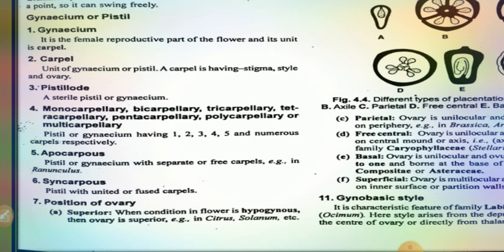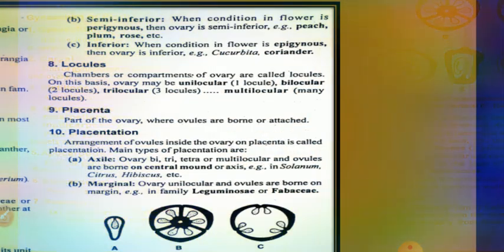Apocarpous means the pistil or gynoecium with separate or free carpels. Syn means united, and apo means free or separate. Then comes the position of the ovary. Already we have discussed it in the typification: superior, inferior, in hypogynous, perigynous, and epigynous, and half superior, half inferior. So I think all of you know about it.